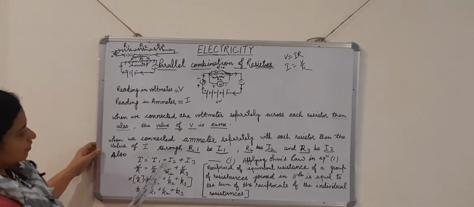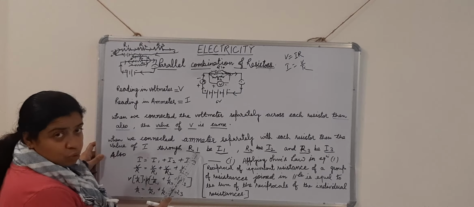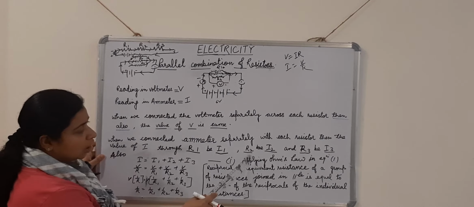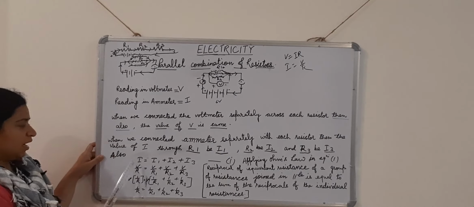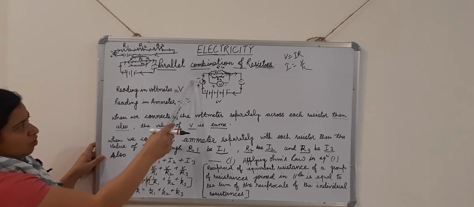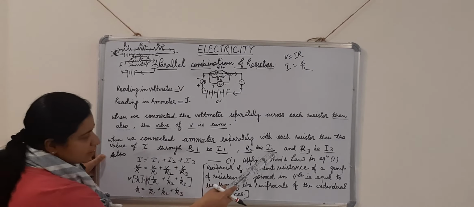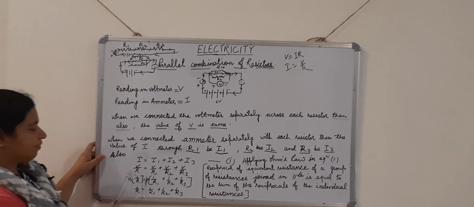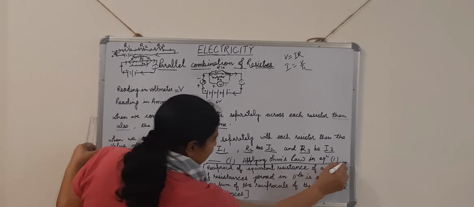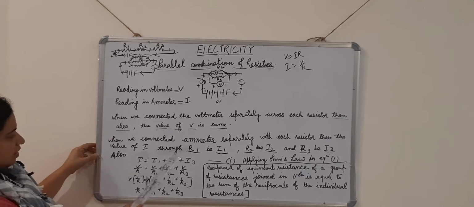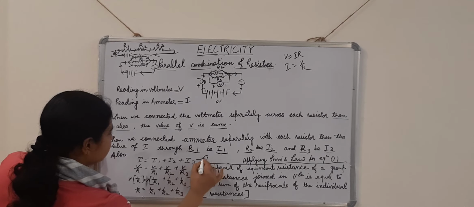Now let us see. When I got the values, the current through R1 was I1, through R2 was I2, and through R3 was I3. And also we had noticed the value of I here is equal to I1 plus I2 plus I3. Now applying Ohm's law in equation 1. This is our equation 1.